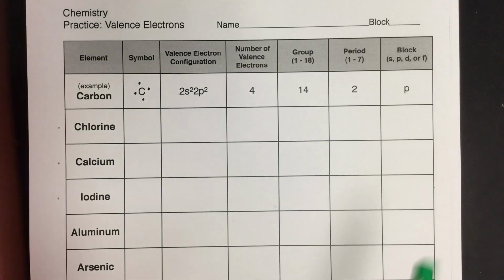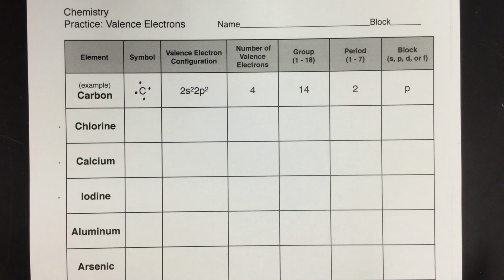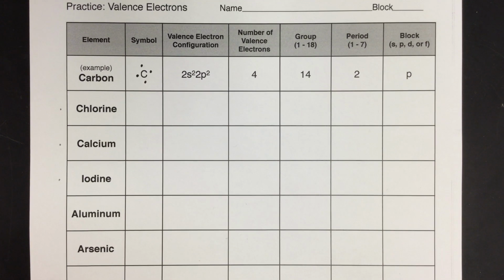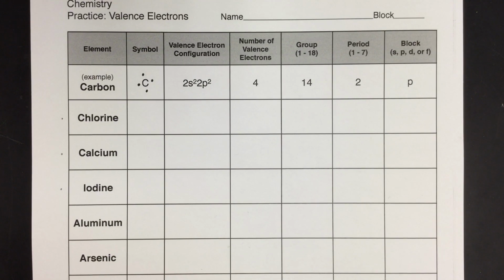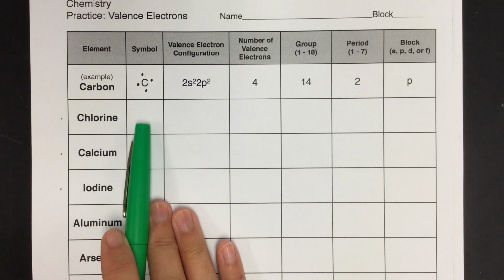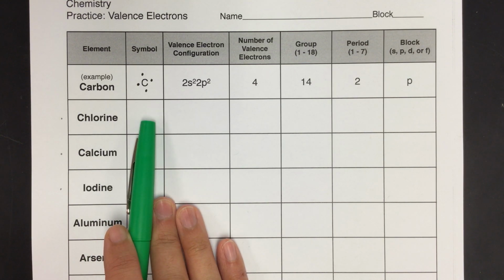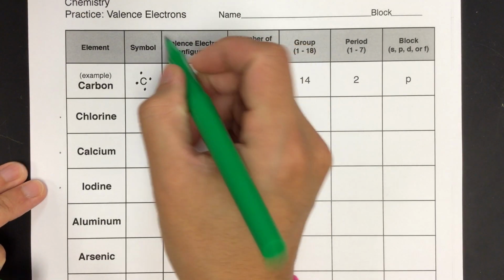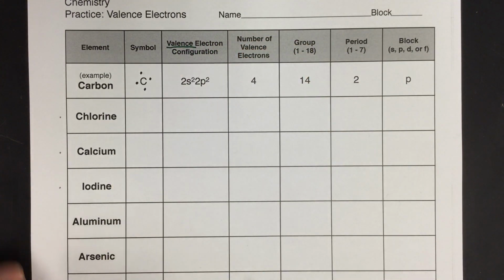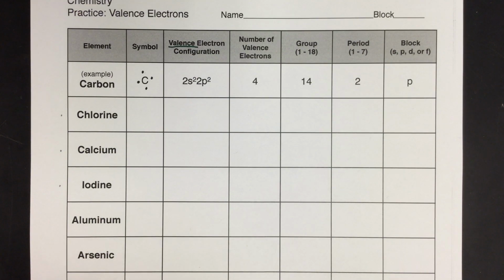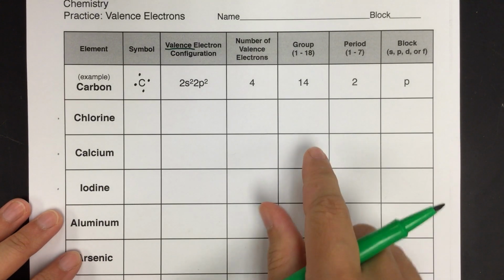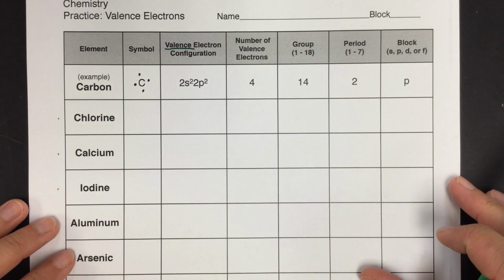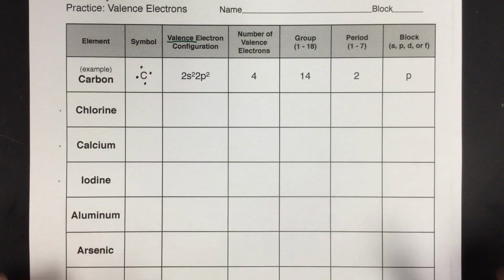We will need our periodic table to answer these questions. I'm just going to do a few examples from this worksheet. We'll see how far we get. So starting with chlorine, for each of these we are given the element, we need to give the symbol. We'll add valence electrons for the dots. We need to write the valence electron configuration. Pay attention, this is just the valence configuration, not the full electron configuration. We need to give the number of valence electrons, what group and period the element is in, and what block it's in. So I'll do each of those for however many we get through.